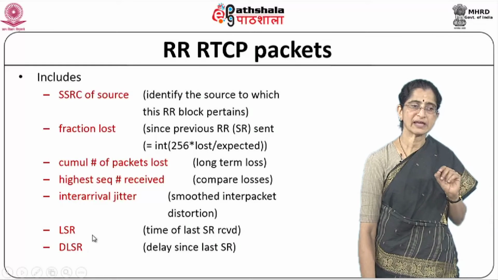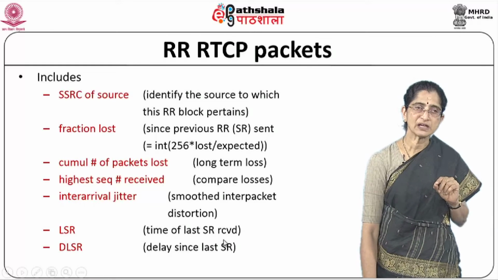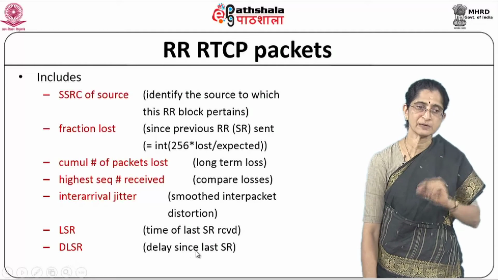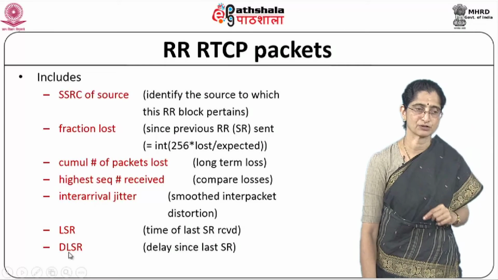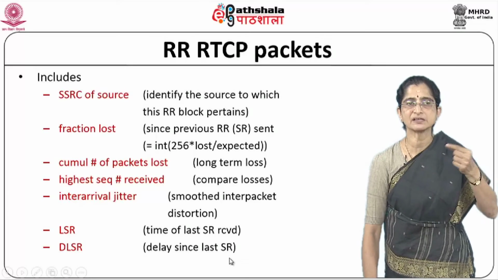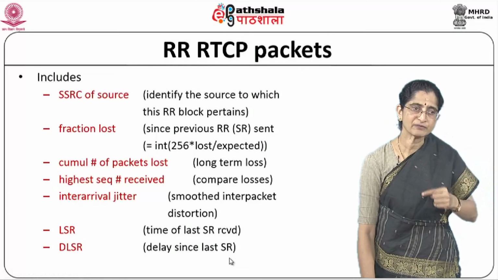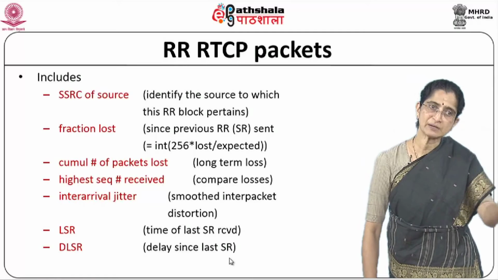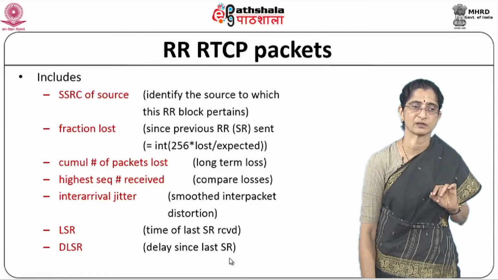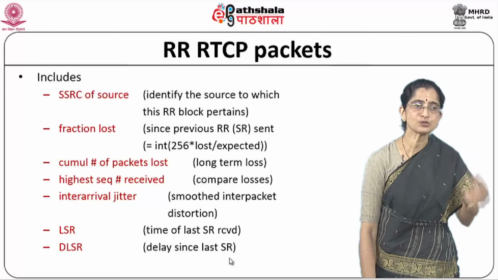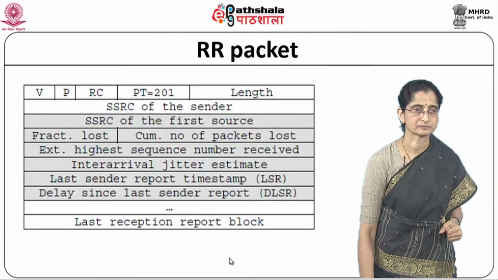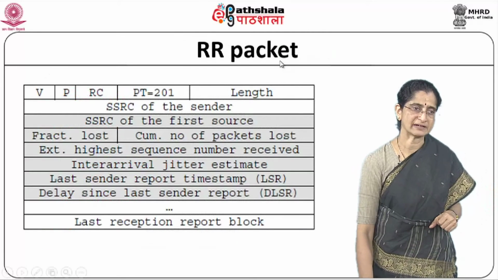And then we also have the LSR, which is the time of the last SR received, that is, the last instant at which the SR packet was received from that particular source. DLSR is the delay since the last SR, that is, from the time that I received that SR, the delay in sending this RR pertaining to that particular source. That information will be specified here. We will see how these fields are useful for calculating some very important information about the network's performance.